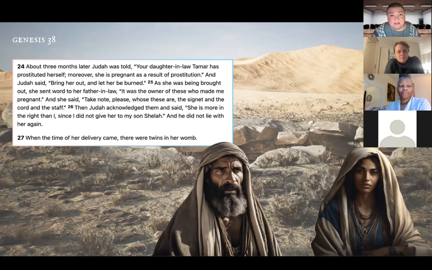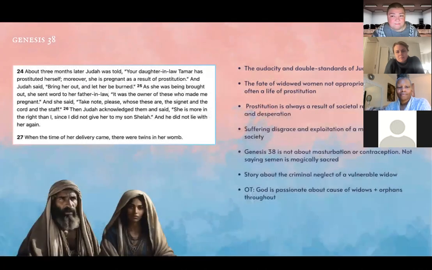So Judah solicits what he thinks is a prostitute, and then he receives word that his daughter-in-law, Tamar, is pregnant through prostitution. What does he say? Bring her out and let her be burned. The utter audacity, the double standards here is astounding.